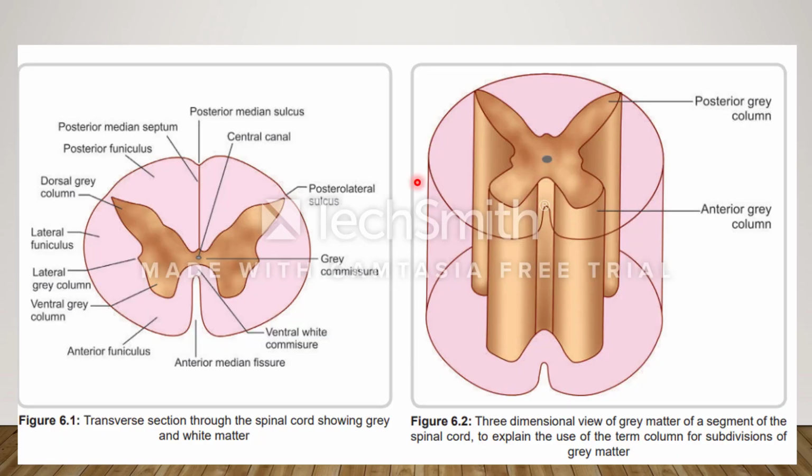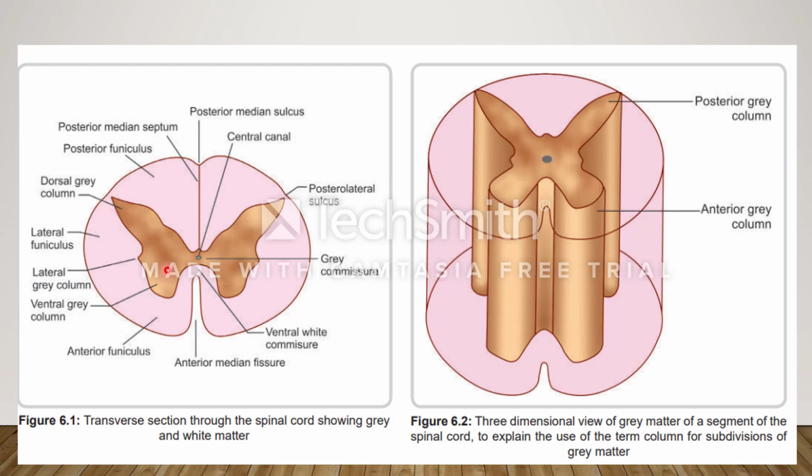See here in this diagram, again I will describe to you. This is the section of the spinal cord. This is anterior median fissure. This is posterior median sulcus. This is the central canal. This is the commissure, gray commissure. This is white commissure. In gray commissure, this is ventral gray commissure, and this is dorsal gray commissure. And in the white commissure, this is ventral white commissure, and there will be dorsal white commissure.